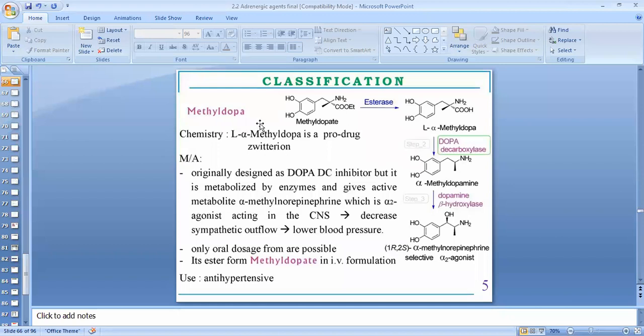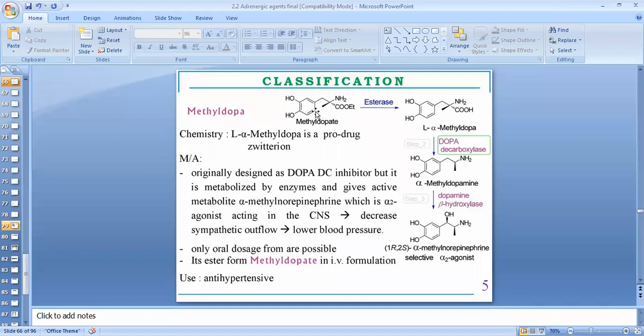The problem with this drug molecule is that it is present in the form of a zwitterion. Zwitterion means both positive and negative charges are possessed by the drug molecule. Now, this drug molecule was originally designed as a dopaminergic directly acting inhibitor, but it is metabolized by enzymes which give the active metabolite, that is alpha methyl norepinephrine.